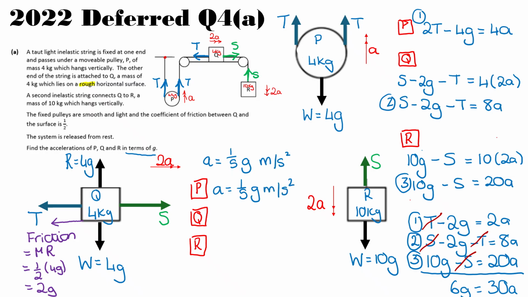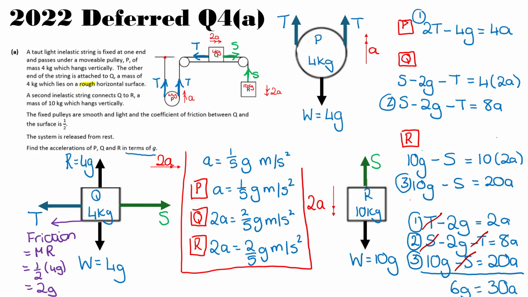Q then is 2A, which is going to be 2/5 g meters per second squared, and R is also 2A, which is 2/5 g meters per second squared. And again, if you want to write that g on the top line, so 2g over 5, that's absolutely perfect. So here is our final answer in terms of g.